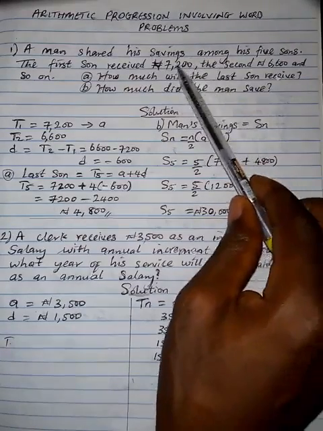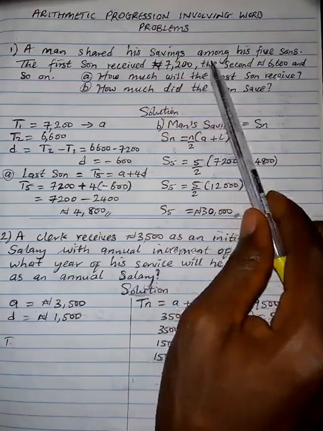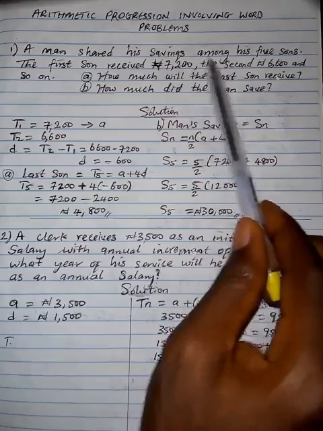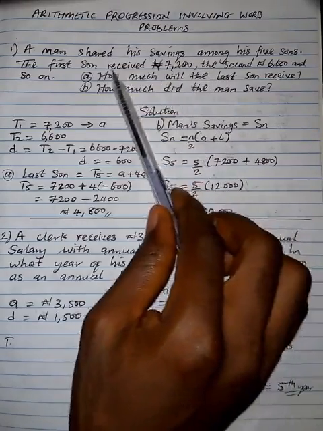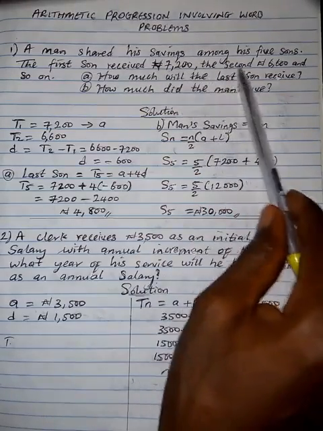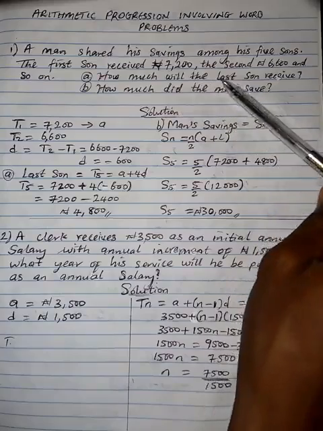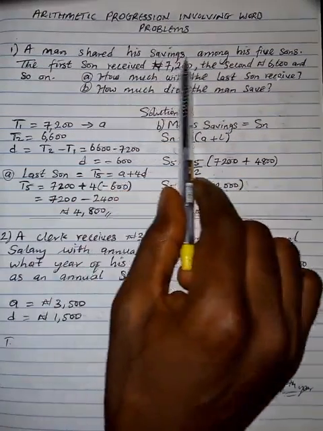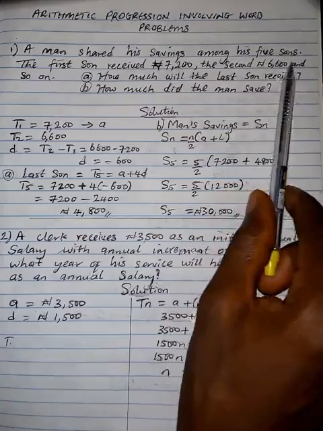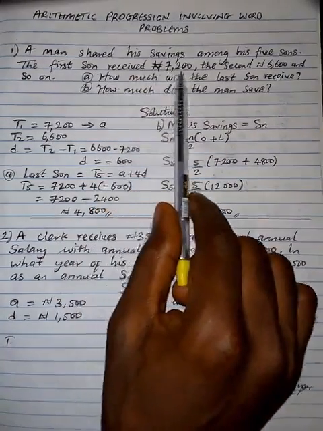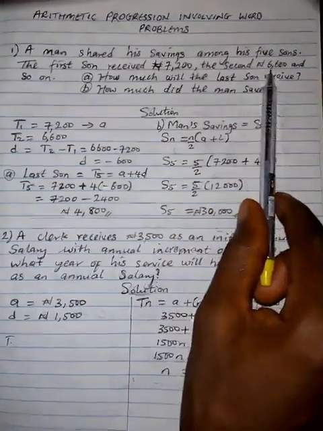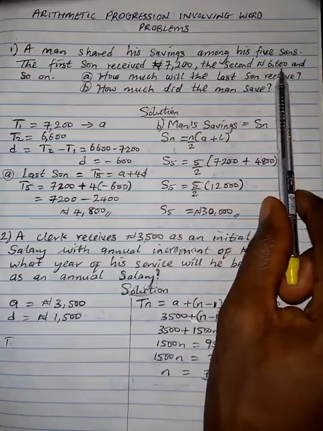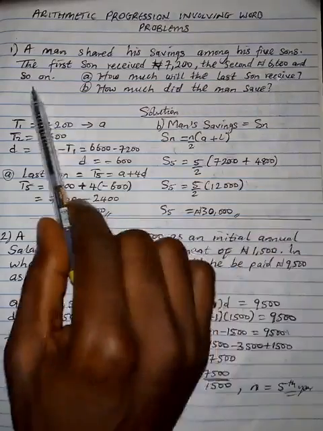the other one, the one of GP, always comes with something that traces a ratio in it. Okay, now this one has nothing to do with ratio. Now if you look at this very question, it says a man shared his savings among his five sons. The first son received 7,200 naira. The second received 6,600 naira, and so on.